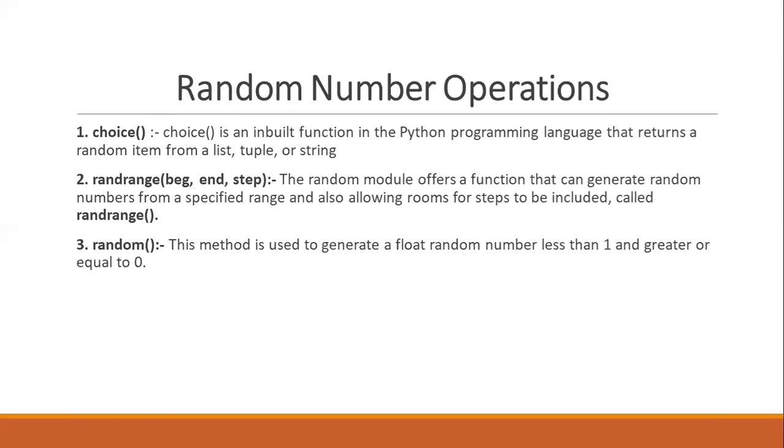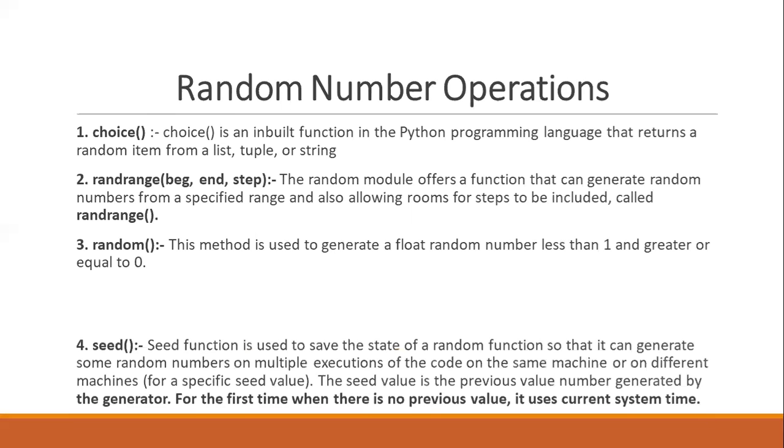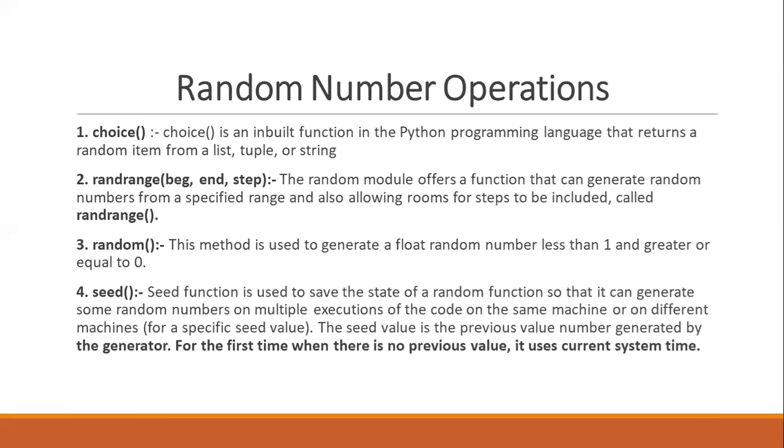Third is random. This method is used to generate a random float number less than 1 and greater than or equal to 0. The fourth is seed. Seed function is used to save the state of a random function so that it can generate the same random numbers on multiple executions of the code on the same machine or on different machines for a specific seed value. The seed value is the previous value number generated by the generator. For the first time, when there is no previous value, it uses current system time.